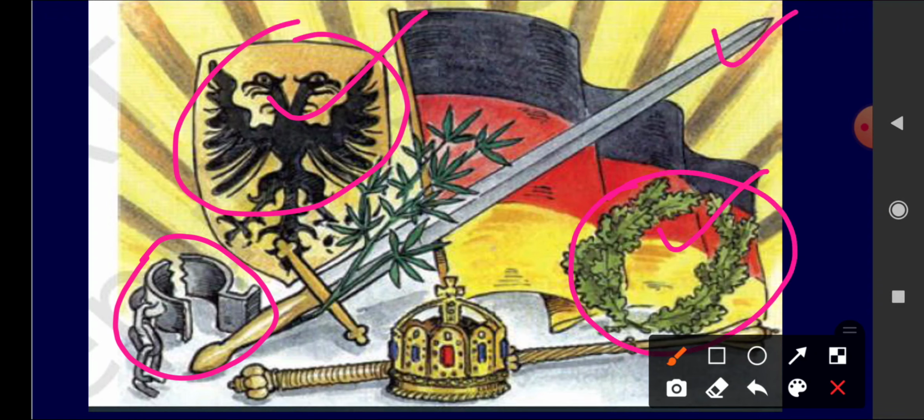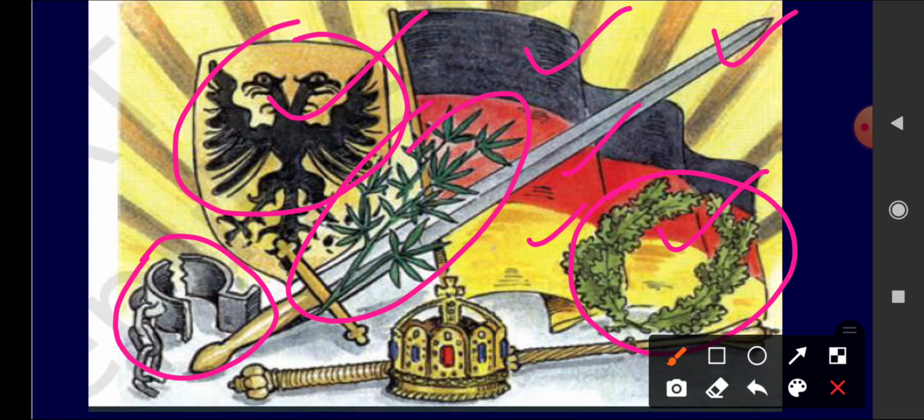Readiness to fight. Olive branches around this sword. Willingness to make peace means not only to fight, but also to make peace. Black, red and gold tricolor. You might see the black, red and gold tricolor of Germany.